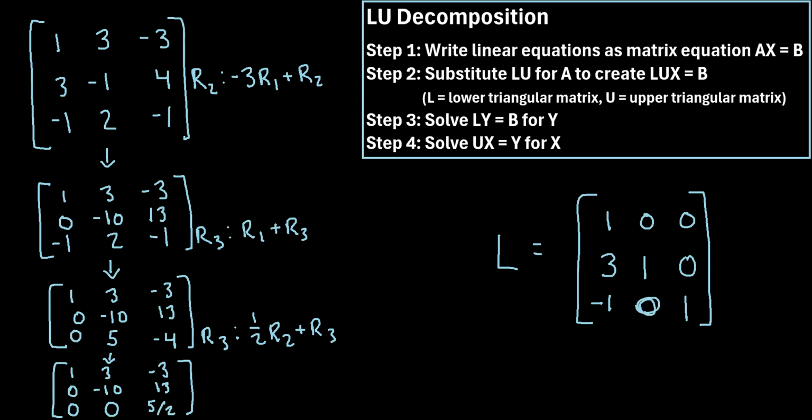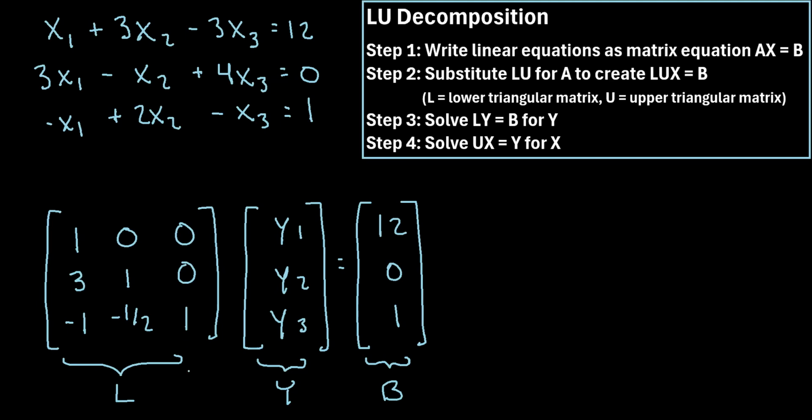Okay, so for this last value in the lower triangular matrix right here, we're going to take the opposite of 1/2, which is negative 1/2. So now we have our lower triangular matrix, and this matrix is our upper triangular matrix. So we figured out those two, so now we can move on to step 3, which says solve Ly equals B for y. So let's write that equation right here.